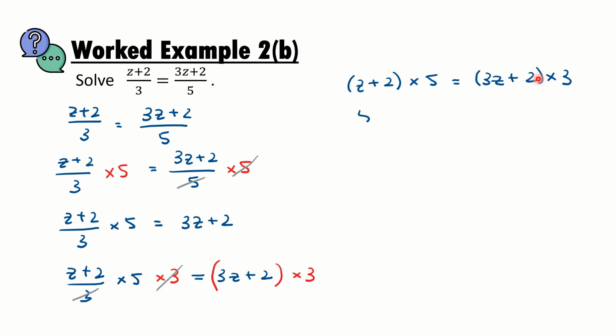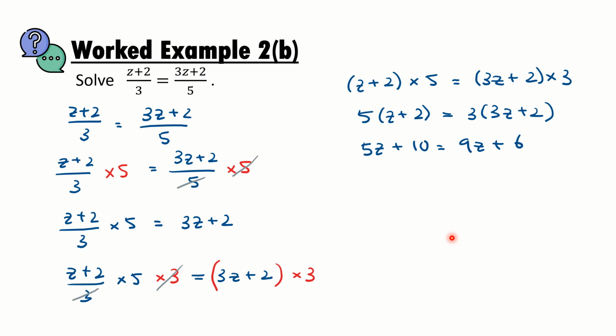So from this step here, it is the same as writing 5 bracket z plus 2 equals to 3 bracket 3z plus 2, since the brackets also act as multiplication. Then we know that we need to do some form of expansion in order to get rid of the brackets. So 5 times z will give us 5z, and 5 times 2 will give us plus 10, equals to 3 times 3z, that will give us 9z, and 3 times 2 will give us a plus 6. So that is by doing our rainbow method, or formerly known as distributive law.